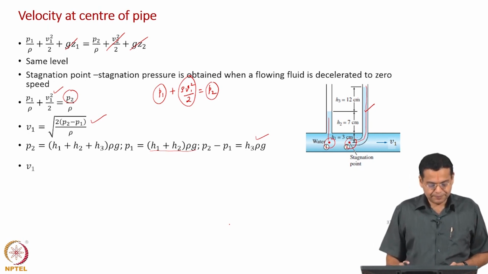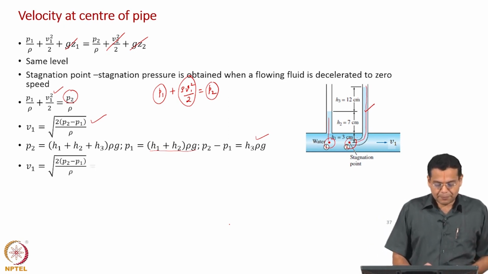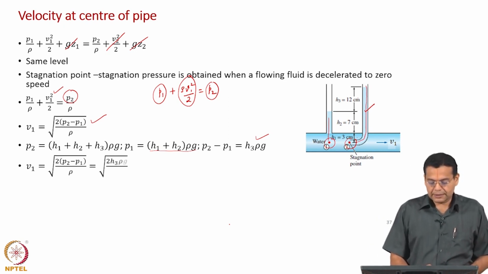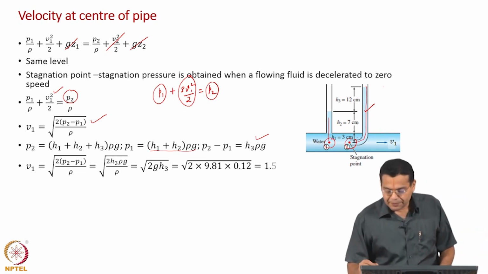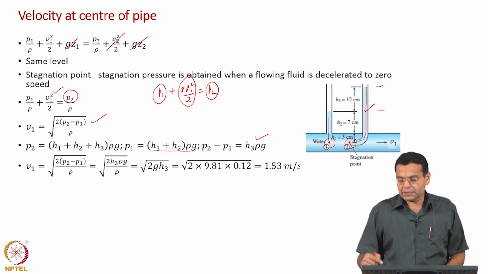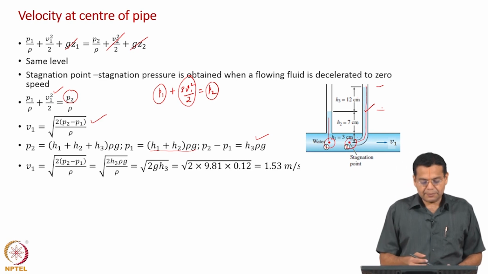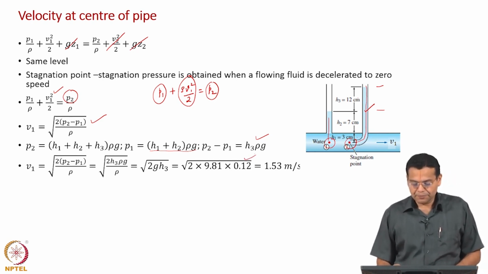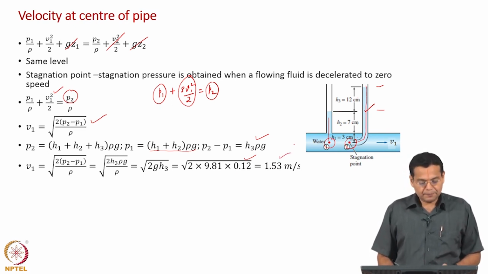Now, let us substitute H3 rho g for P2 minus P1. Rho cancels out, and we have the root of 2 g H3. So, only the difference in the liquid level between the piezometer and the pitot tube matters, because only H3 plays a role in the final expression for velocity. H3 is 0.12, so if you substitute, you get 1.53 meters per second.